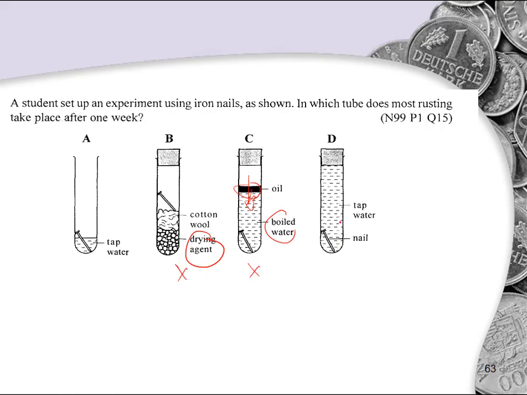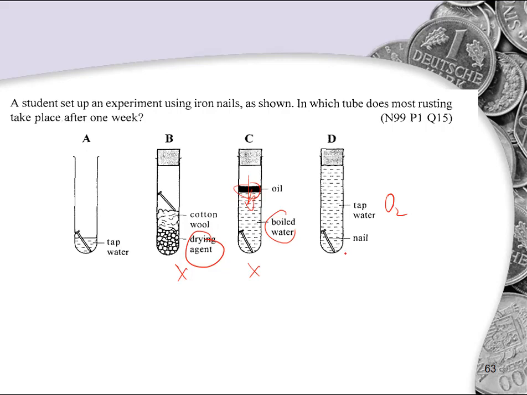Now the last one, the tap water. Tap water contains what? Contains oxygen gas, but a limited amount of oxygen gas. So some rusting will occur. But once oxygen is used up, no matter how much water you have, the rusting will not continue. So therefore, the oxygen in the water will cause the rusting to occur, but it will stop once oxygen is used up.